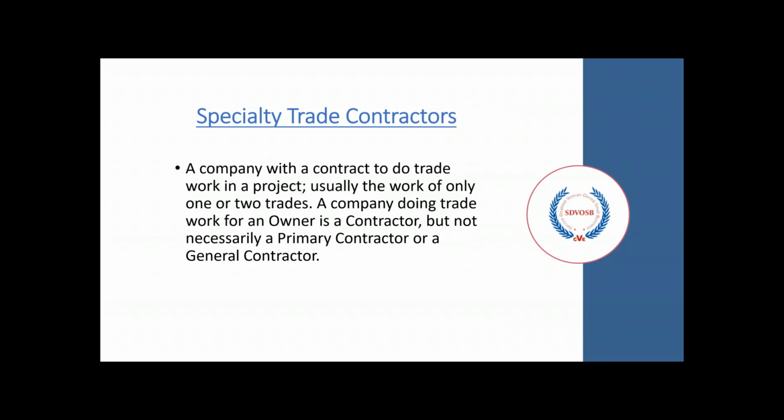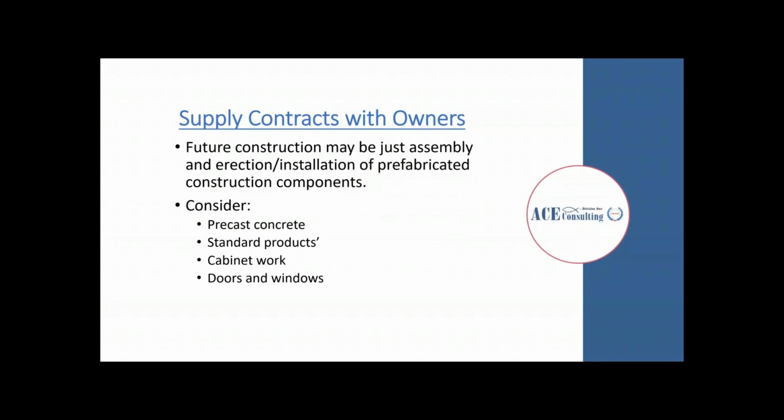There will be times where you need to put together a subcontract with a specialty trade. That would be a company with a contract to do work in a project, usually the work of only one or two trades. A specialty trade contractor can sometimes have a direct contract with the owner. They would be a contractor for the owner, but not necessarily the primary contractor or the general.